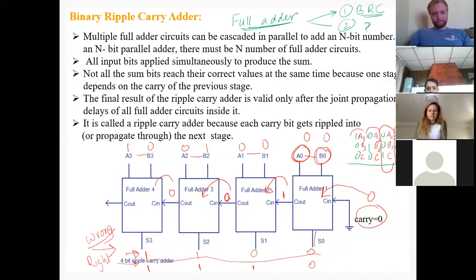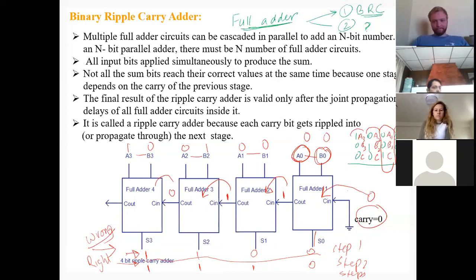Okay. Suppose there is one more full adder here, right? Then you have to add another step here. This is step 1. Then this is step 2. You have to wait another step to get the right answer. Eventually you get the right answer, but you have to wait. Why? Because your carry ripples through, propagates through. That's why we call it ripple adder.